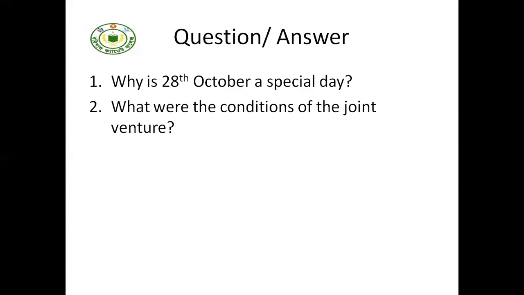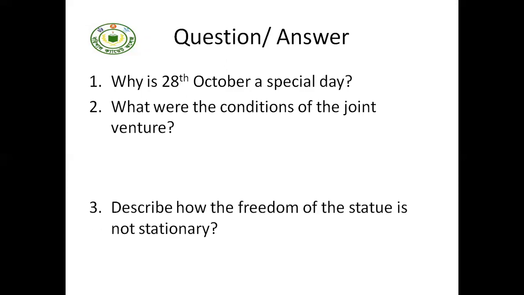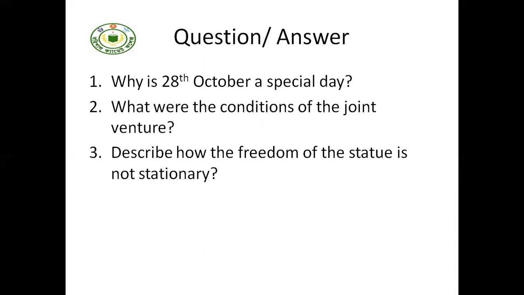The jobs were done under the following conditions: that the French people would build the statue and assemble it in the States, while the people of the USA were to build the pedestal for the statue. Question number three, describe how the freedom of the statue is not stationary. The way the statue stands shows that the freedom of the statue is not stationary. The statue is always on her onward march, breaking the shackles of slavery and suppression. None can stop her forward movement. This is portrayed through chains that entangle her feet, peeping from beneath her gown. She thus stands for enlightenment and progressive stride.